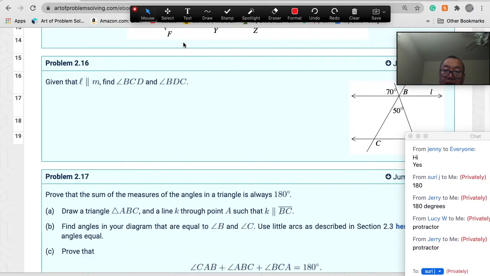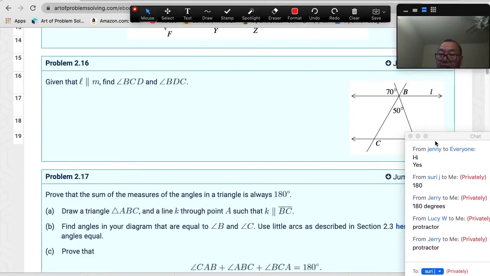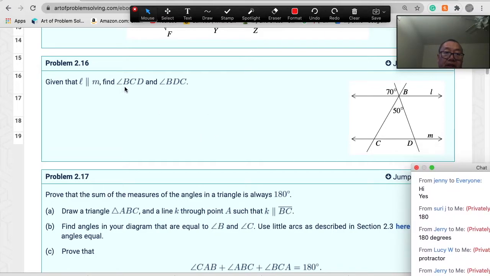Now let's see this example. Given two lines L and M parallel to each other, they ask you to find the angles BCD and BDC. Everybody send me your answer. What is this angle? What is BCD? What is BDC?